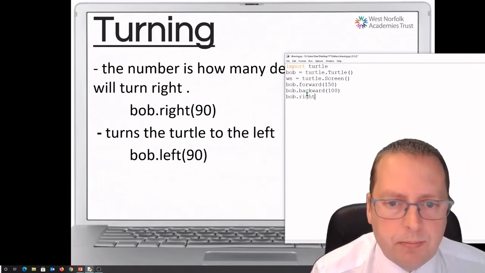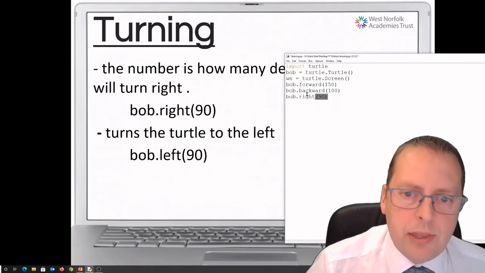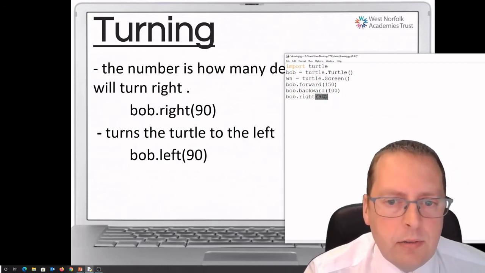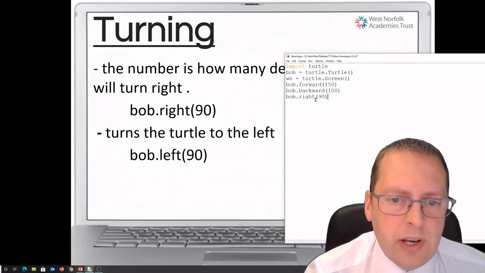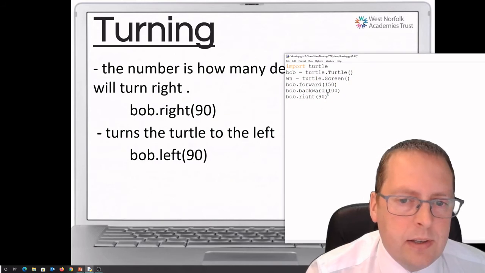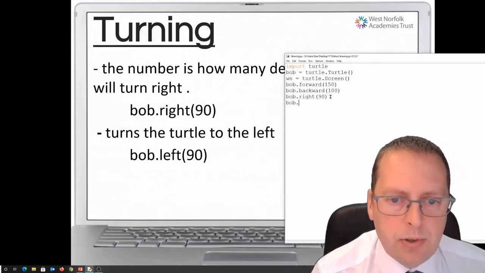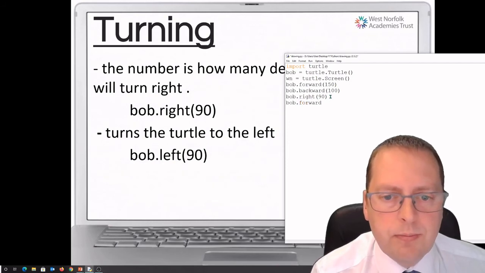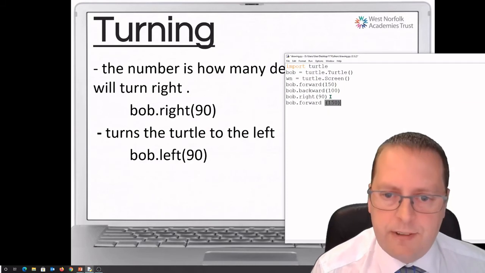bob.right. Now you mathematicians there will understand that 90 refers to 90 degrees and therefore we've turned 90 degrees right. And what I can then do is put a bob.forward and I'm going to go forward 150.